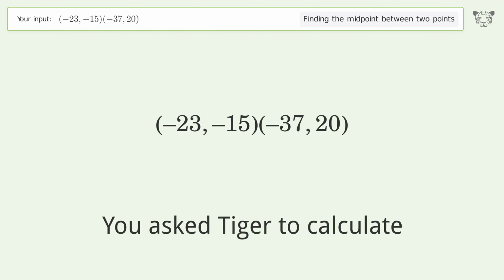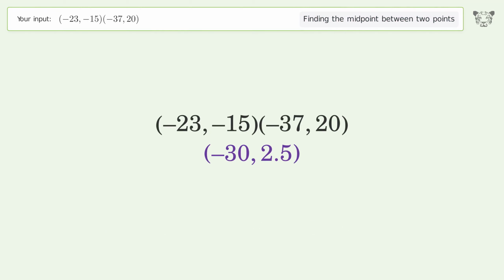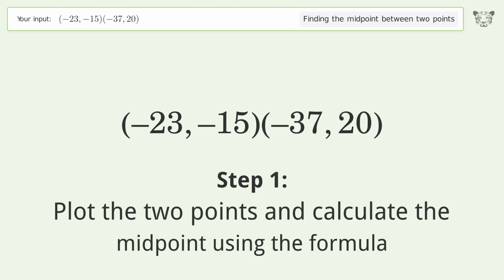You ask Tiger to calculate. This deals with finding the midpoint between 2 points. The midpoint between the 2 points is -30, 2.5. Let's solve it step by step. Plot the 2 points and calculate the midpoint using the formula.